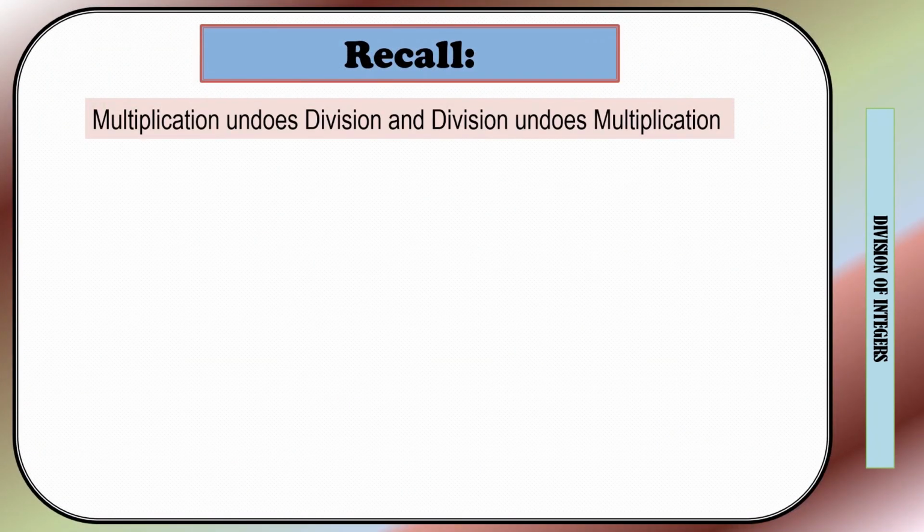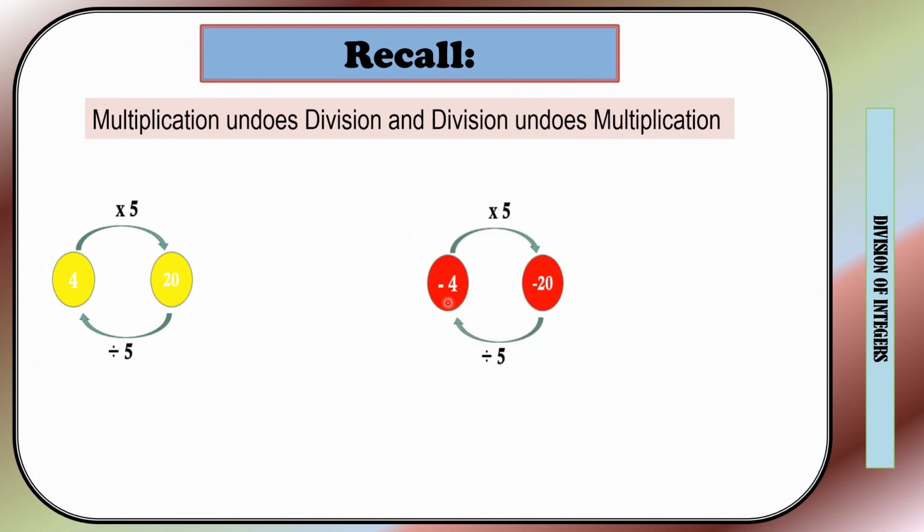Let's recall: multiplication and thus division, and division and thus multiplication. So how are we going to show that? I have here an illustration. Take note that if we multiply this 4 by the given value, which is 5, the result is 20. And if we take this product and divide it by the given 5, the result will just be 4. So they are just undoing each other. So again, multiplication and thus division, and division and thus multiplication. Another example here: negative 4 multiplied by 5 will give you negative 20.